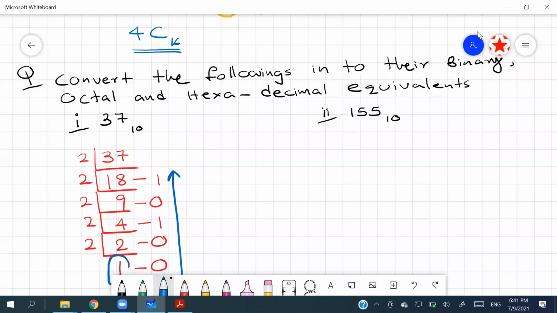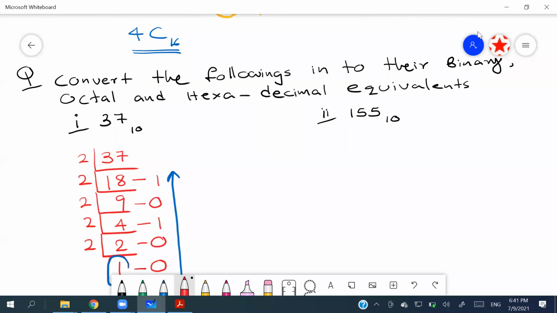Right, and for the octal conversion over here, I'm going to divide it by 8. So 4 and 5 is remaining. So we are going to consider it like this. So it's going to be 45 in octal.